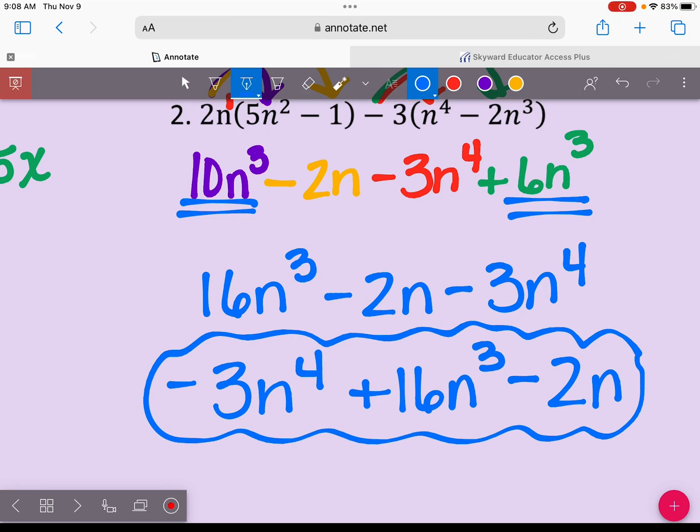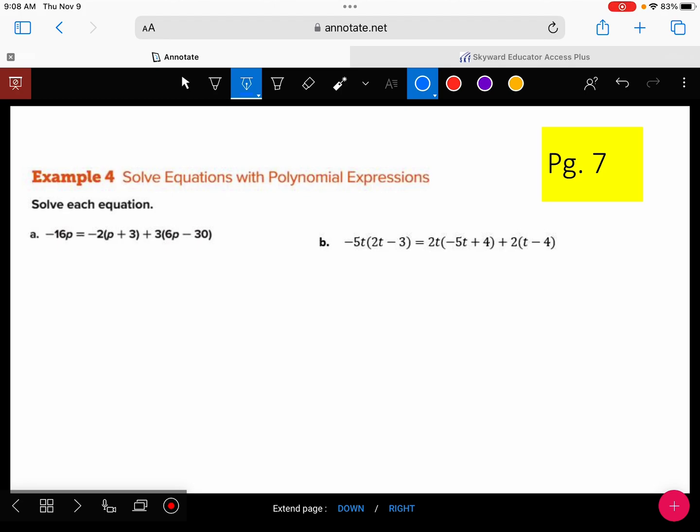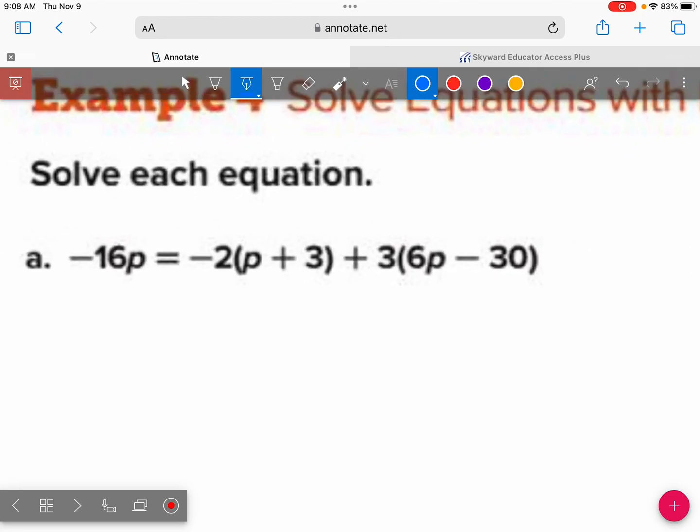All right, go ahead, take out your note packet. And now we're going to multiply 2 binomials, which is where we will have to make a box. Oh, no, sorry, we're not there yet. We're going to solve some equations first. So go to page 7. And now let's solve some equations. So let me zoom in.